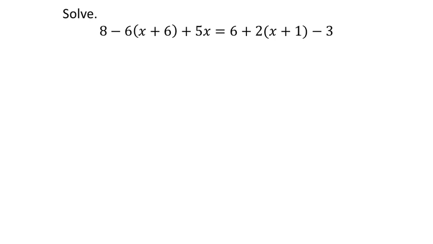So, of course, the first part that we're going to look at is distribution. And there's two sets of parentheses, which means we have two sets of distribution. That set of parentheses and this one.